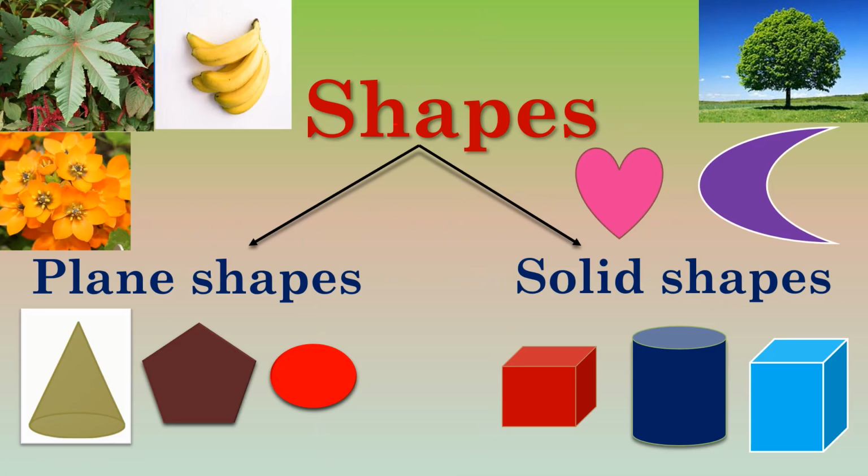Shapes: all objects at your home or in your surroundings such as table, chair, ball, trees, flowers have some shape, but these shapes are different. In this chapter, we are going to learn about geometrical shapes, which are also known as mathematical shapes. Can you name some geometrical shape? Cone, cuboid, circle, triangle, all these are called geometrical shapes. Geometrical shapes are of two types: plane shapes and solid shapes.